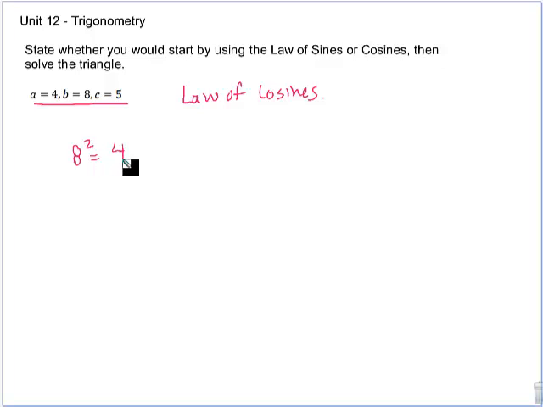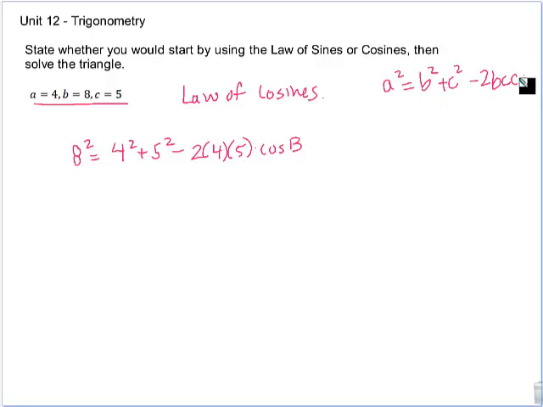So 8 squared would equal 4 squared plus 5 squared minus 2 times 4 times 5 times the cosine of B. And once again, that's just following our law of cosines. That says A squared is equal to B squared plus C squared minus 2BC times the cosine of A. So you got to figure out that 8 squared is 64. 4 squared plus 5 squared, 16 plus 25 is 41. Minus 2 times 4 times 5 is 40 times the cosine of B.